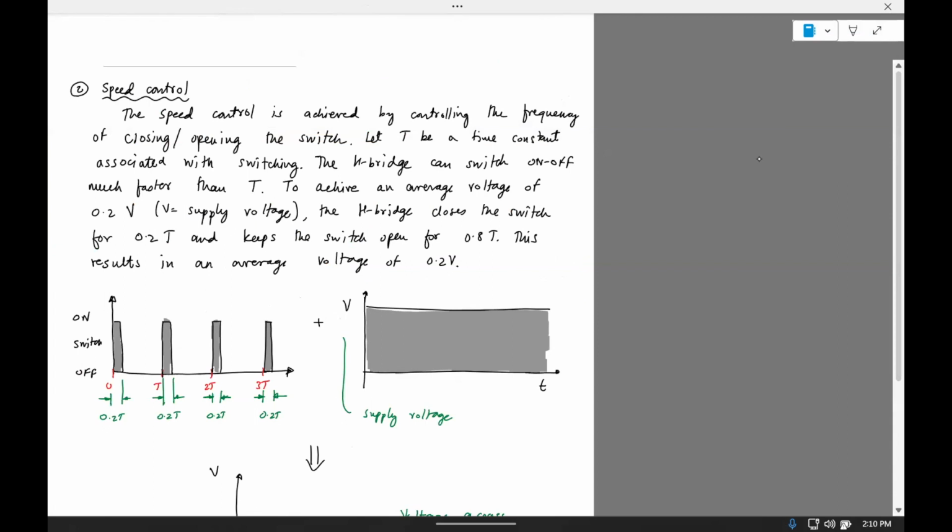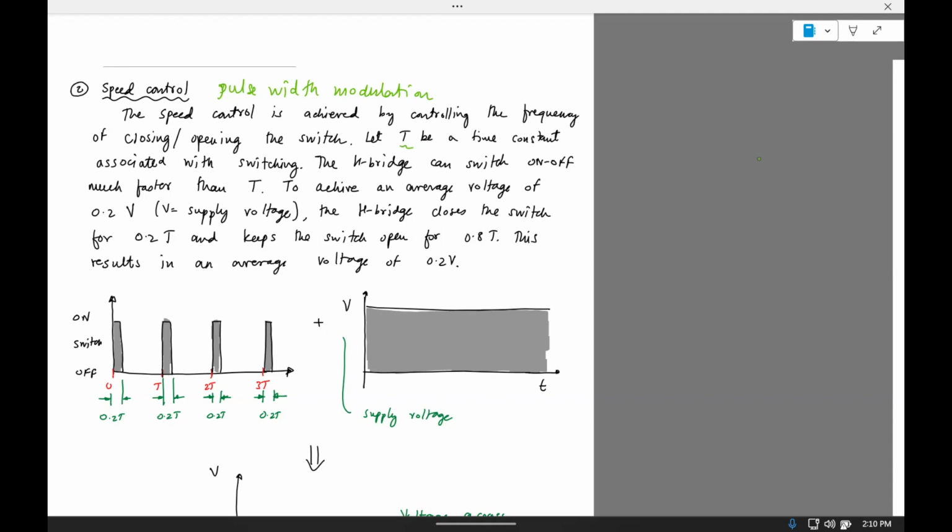The next thing we are interested in is speed control. How do you control it to go faster and slower? We know that changing the voltage will do that. The way speed control is achieved is through what is called pulse width modulation. Pulse width modulation.